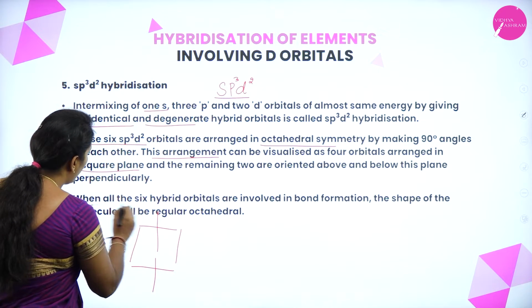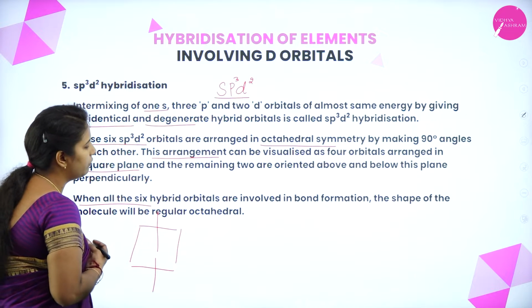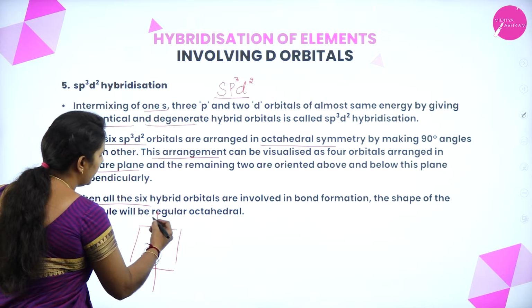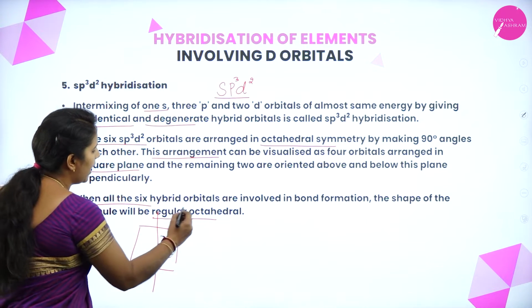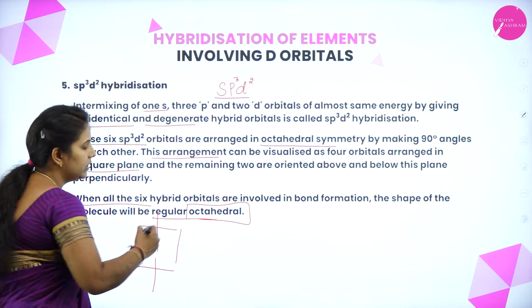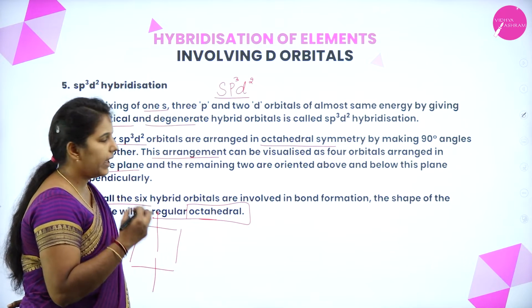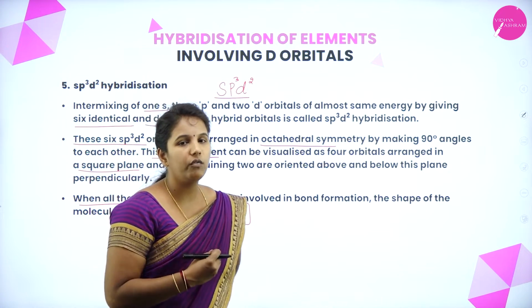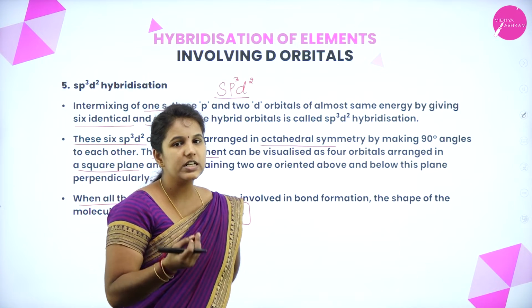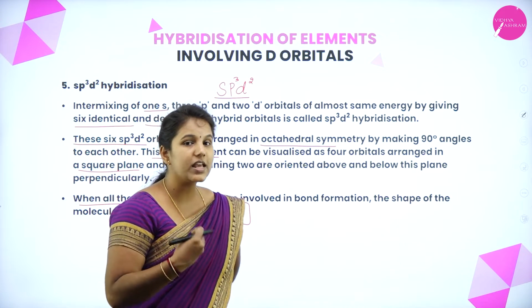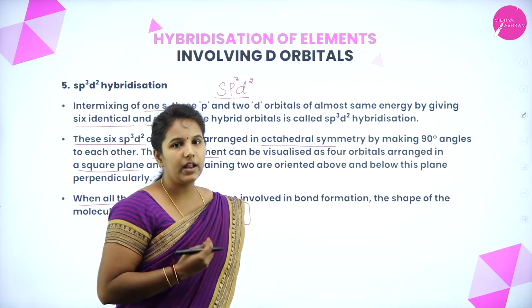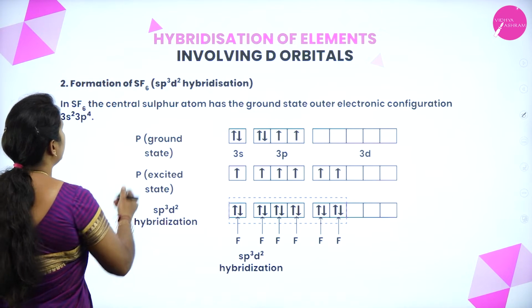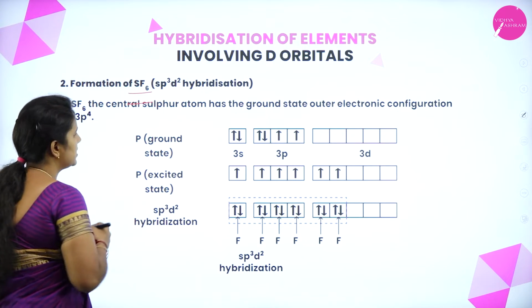When all the 6 hybrid orbitals are involved in bond formation, a regular octahedral shape will be obtained. So what is the shape here? Octahedral shape. So when we are dealing with sp3d, we have learned that it always has trigonal bipyramidal shape, whereas in sp3d2 a regular octahedral structure will be there. Now let us see by taking the example of SF6.